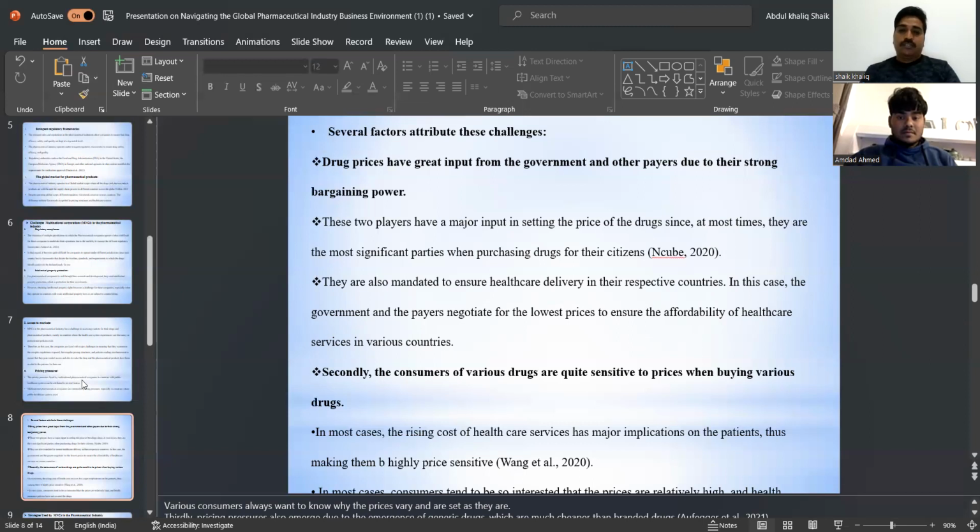countries. Secondly, the consumers of various drugs are quite sensitive to price when buying various drugs. In most cases, the rising cost of healthcare service has major implications on the patient. This makes them highly price sensitive.